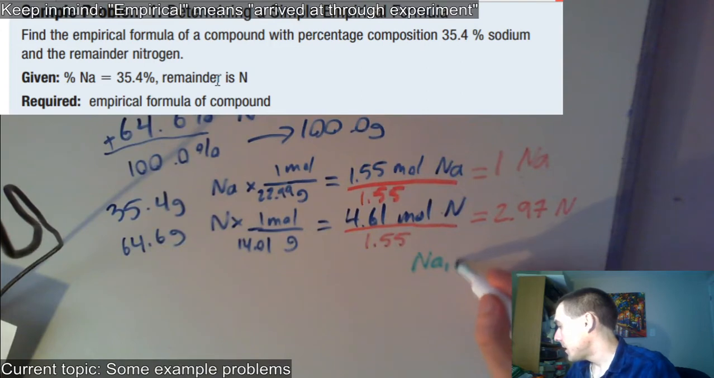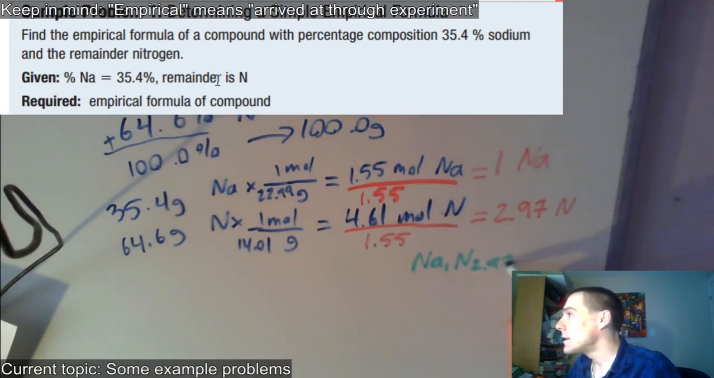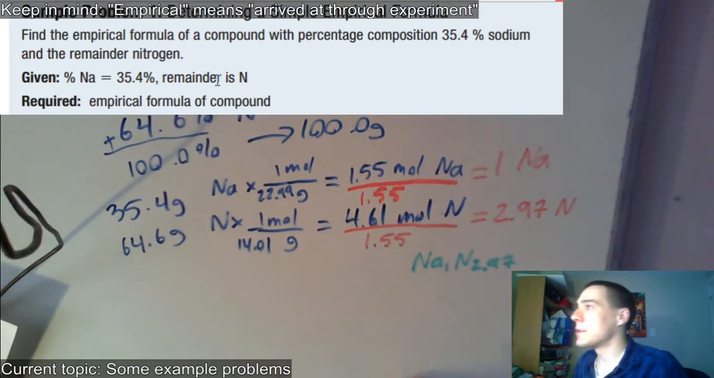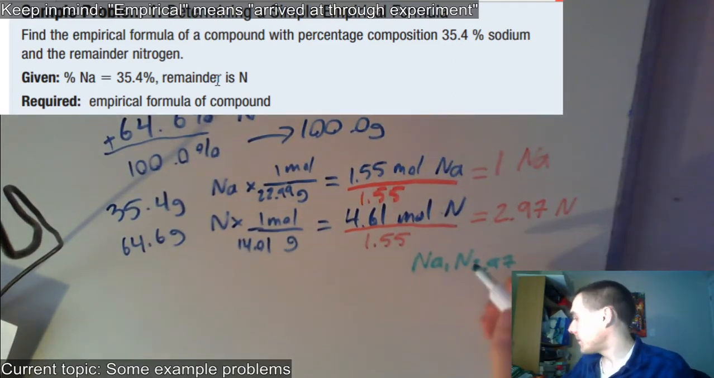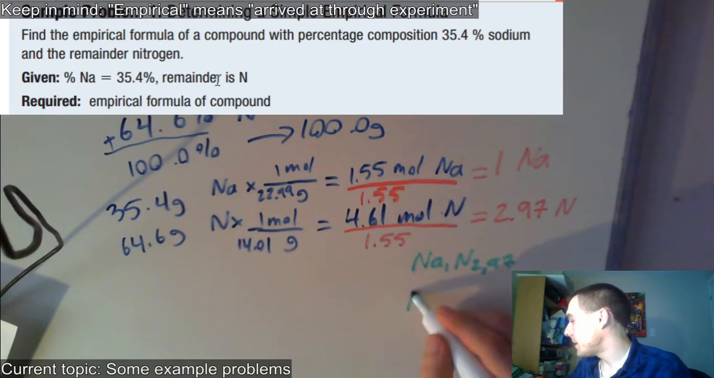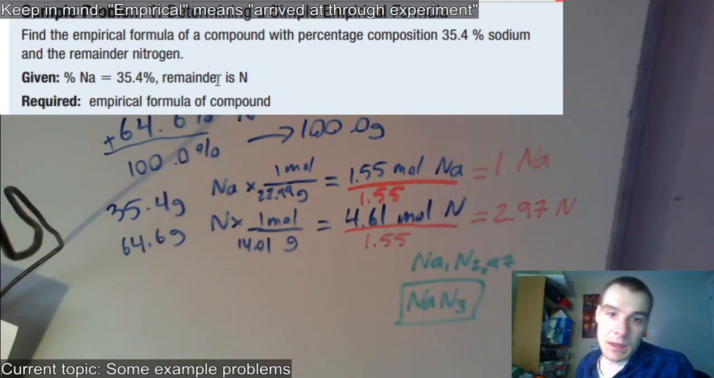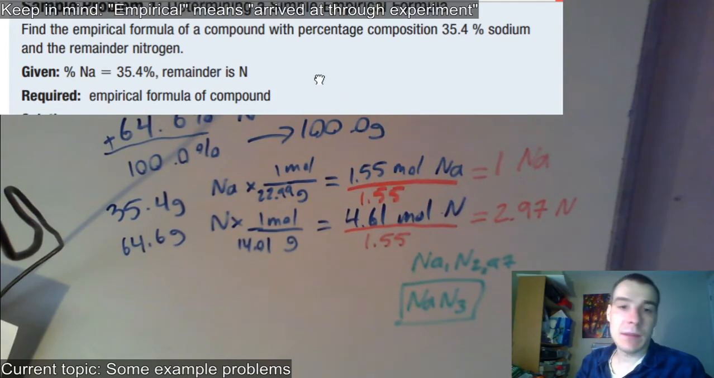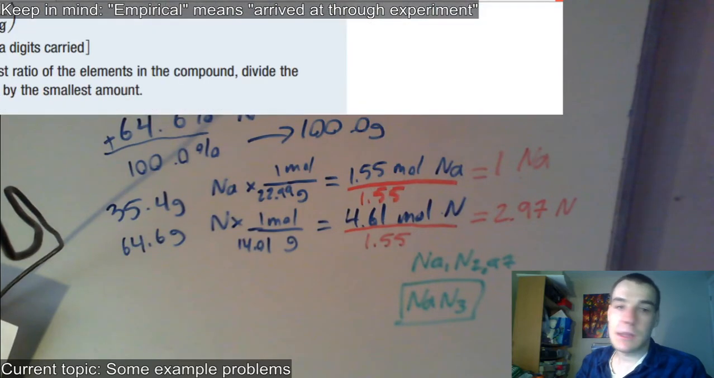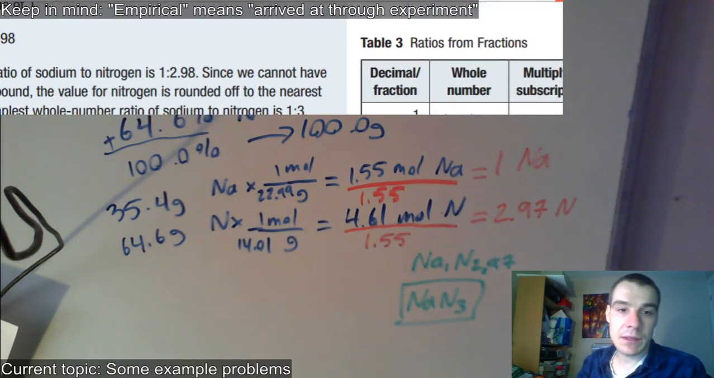So then we suggest that it is Na1N2.97. But that's not how formulas work, right? They have to be whole numbers, so it'd probably be NaN3, which is a real compound. This is azide. It's a polyatomic made out of nitrogen, which is kind of an interesting polyatomic. But that's what we say is our empirical formula, NaN3, and that's how they got it here too, right? They get that simplest ratio, and down they go.